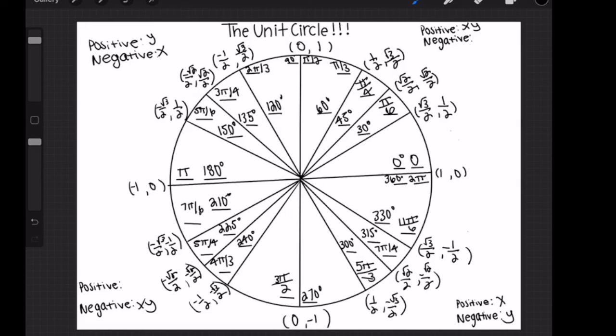So then, as you can see in this last quadrant, just y is negative. And that is it for the unit circle.